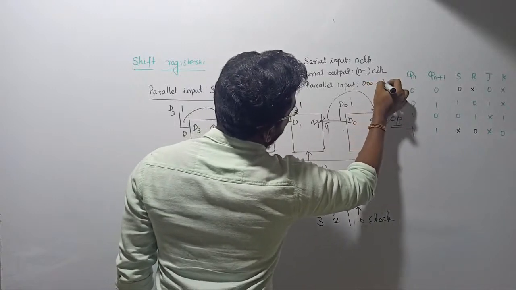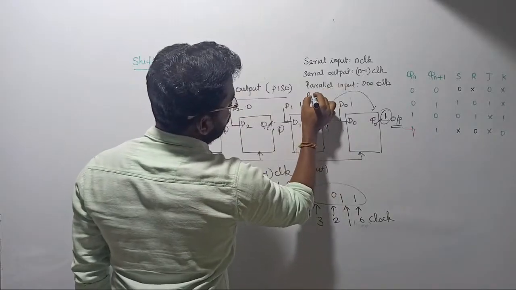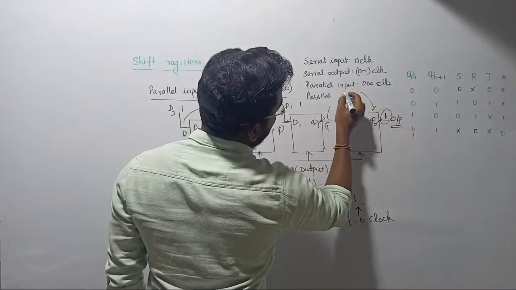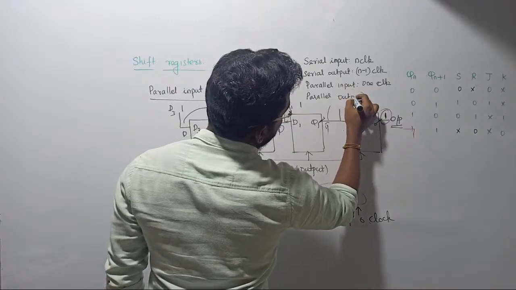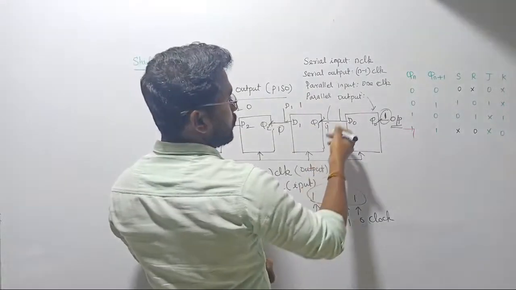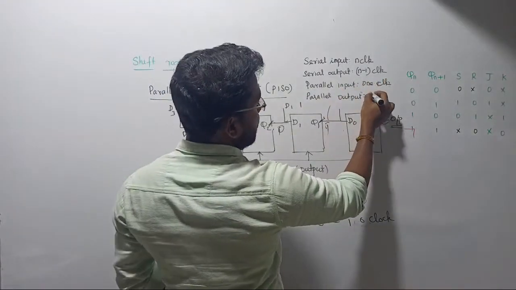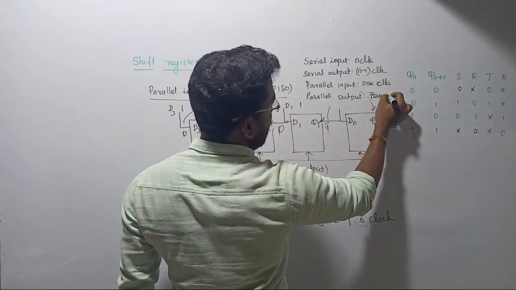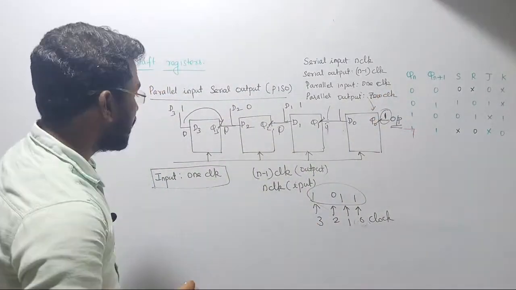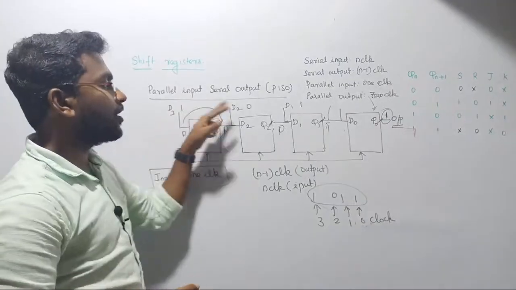Whereas if I am discussing parallel output, let us consider for parallel output what we are going to do. See, this is one clock. Parallel output, there is no need of clock. This is zero clock. Clear? So this is how we are understanding these things basically. Clear? I hope things are very clear. This is all about parallel input, serial output.